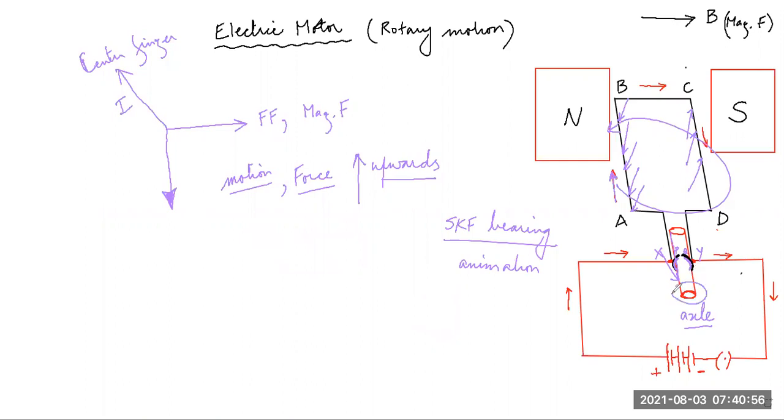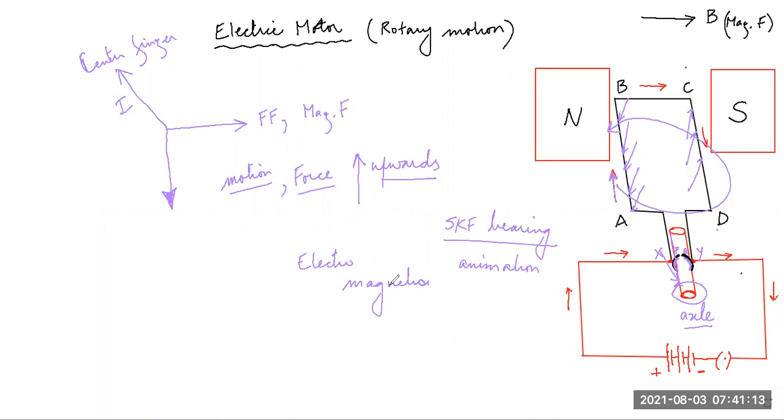So this is what is happening, like the bearing, this ring facilitates the motion of the axle, and the axle starts moving in the anti-clockwise direction. Students, this is the way the rotary motion is produced. This is the concept of electromagnetism. This is the base of electromagnetism.